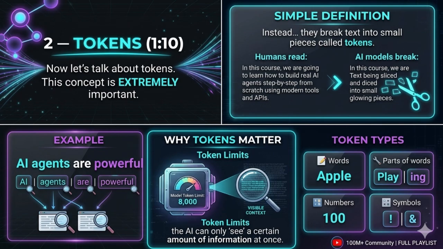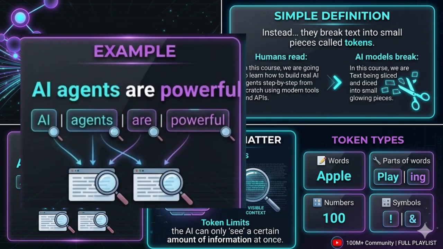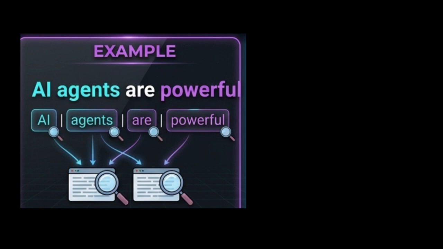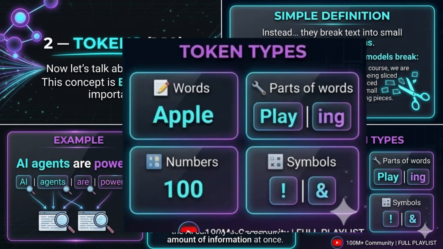Now let's talk about tokens. This concept is extremely important. A model doesn't read text exactly like humans. Instead, it breaks text into small pieces called tokens. The sentence AI agents are powerful might become tokens like AI, agents, are, powerful. Sometimes tokens are words, parts of words, numbers, or symbols.